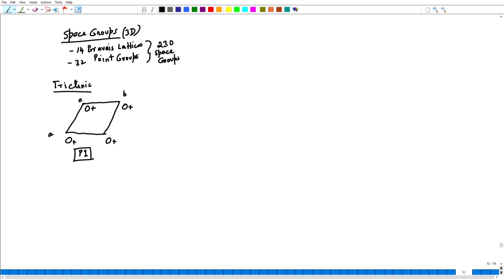Now, suppose I add inversion to it. So, let us add inversion to that P1 space group. Where are going to be my inversion centers? I am denoting inversion centers with a small circle. So, corners as well as there will be inversion in the center. So, this center is in the body centered position.